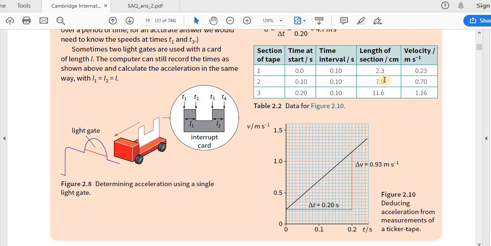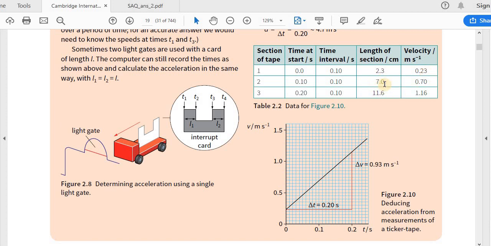Divide 7 by 0.1. Okay, so the velocity is displacement divided by time, 2.3 divided by 0.1, that will give us 23 centimeters per second. Now we have converted it to meters per second here. When you convert from centimeters per second to meters per second, you divide by 100. That will give us 0.23.